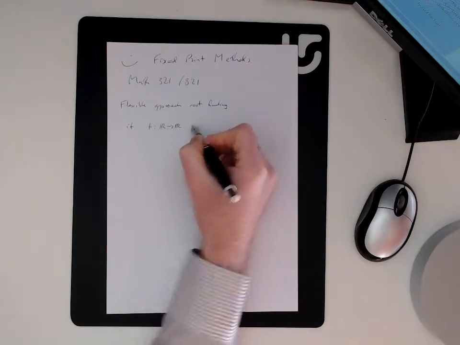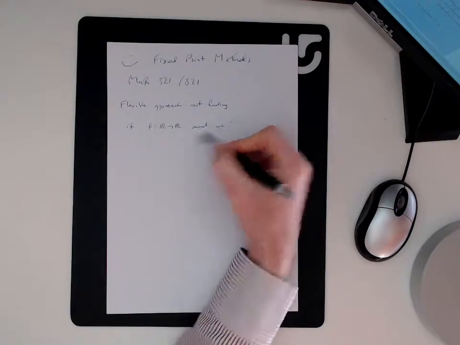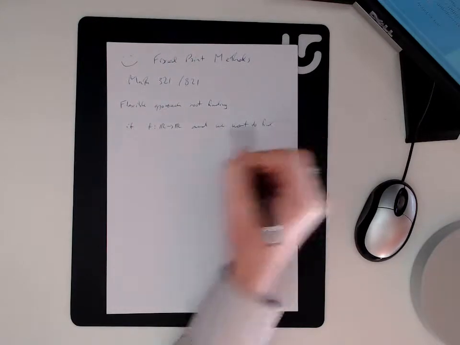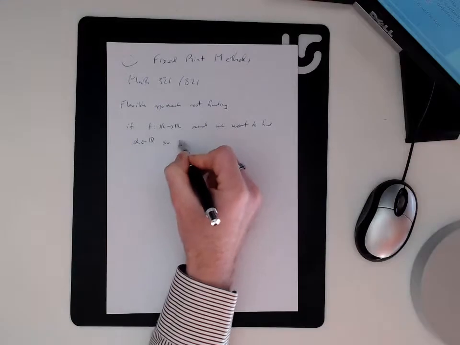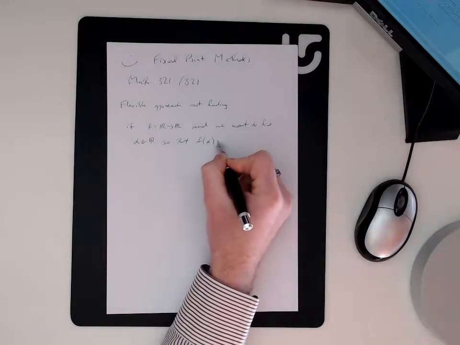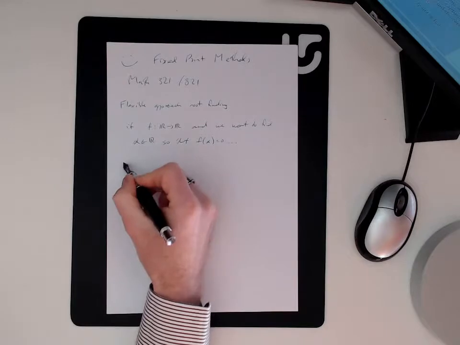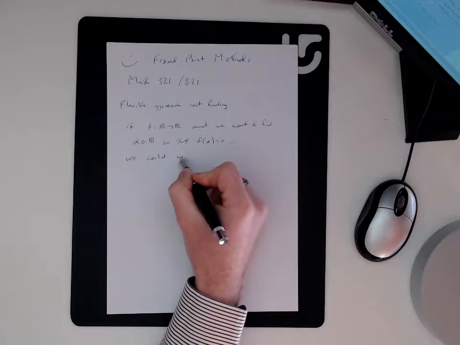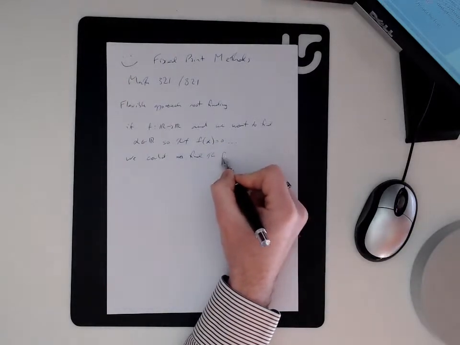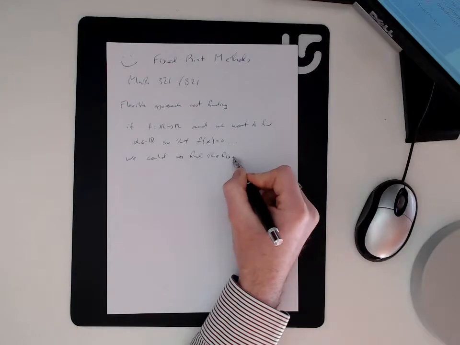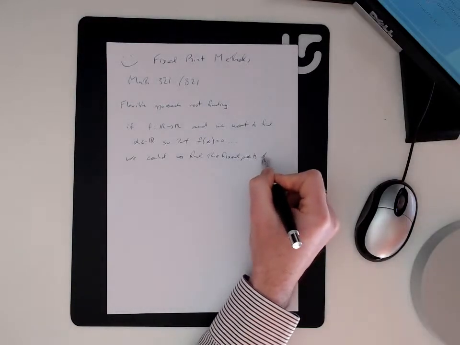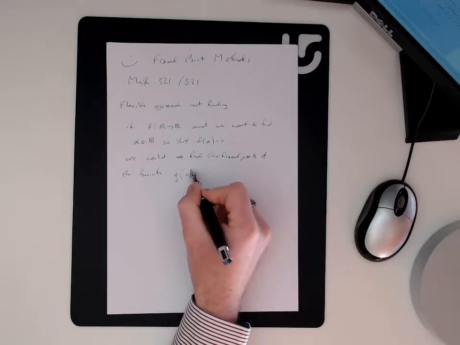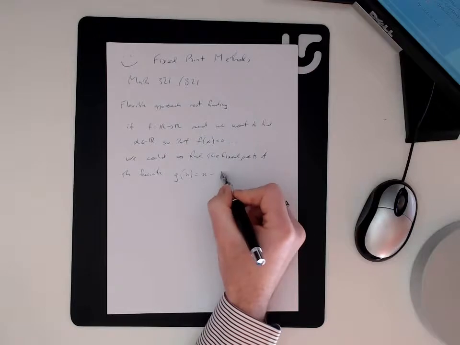f is a function from R to R, and well, I mean, it could be all sorts of things, but from R to R, and we want to find alpha, an element of R, so that f of alpha equals 0. Well, you've seen a bunch of methods. Also, though, we could find the fixed points of the function g of x is equal to x minus f of x.